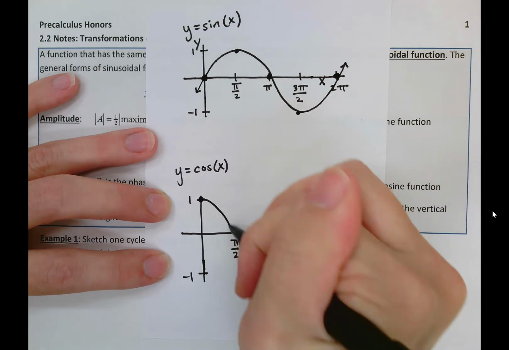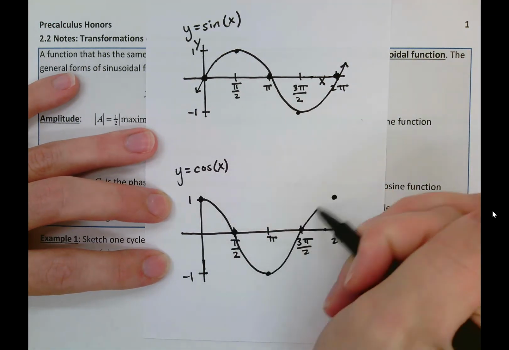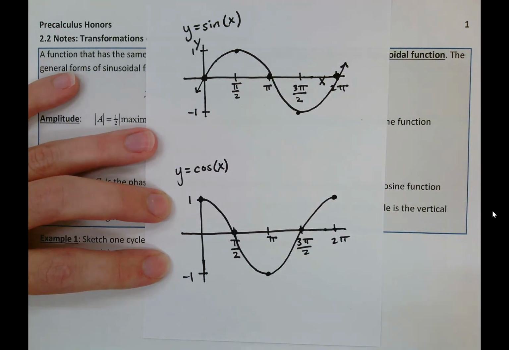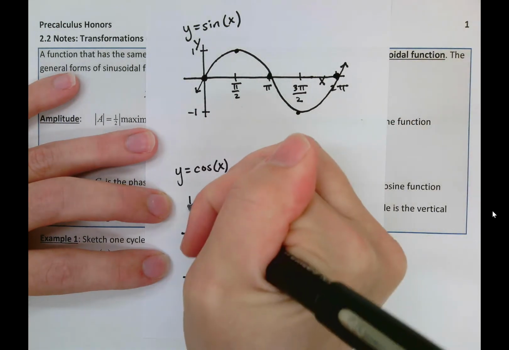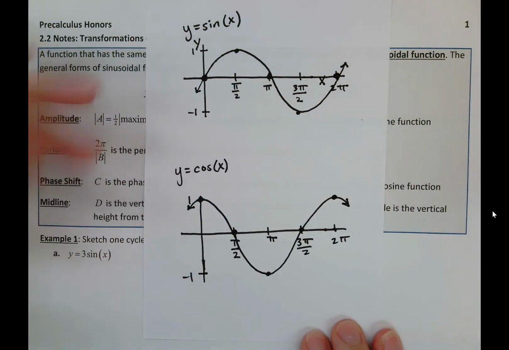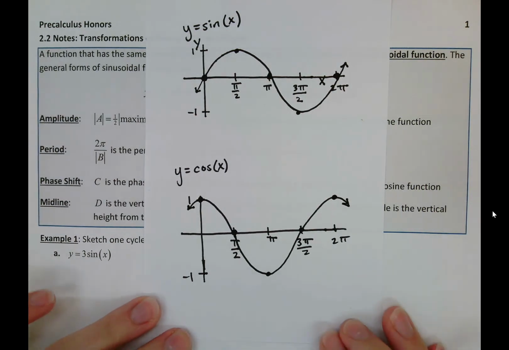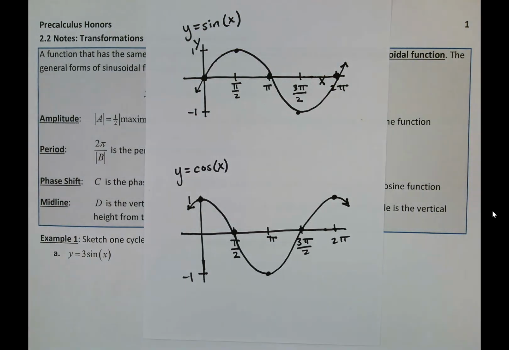Then again, we have that sinusoidal curve, and that is a sketch of one period for both sine and cosine. It's just going to repeat that same graph forever and ever in both the left and right direction. So that's our basic sine and cosine graphs.